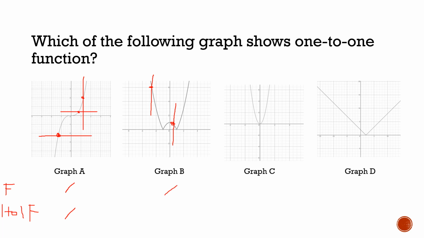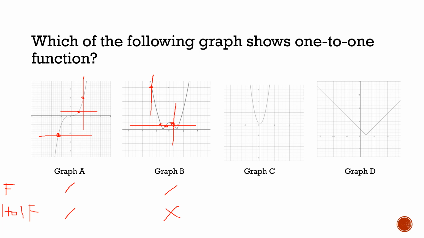So let's check if this is a one-to-one function. If we apply your horizontal line test here, then there are 4 points of intersection between your horizontal line and your graph. Meaning to say, this graph B is a function but not a one-to-one function because there are 4 points of intersection between your horizontal line and your graph.